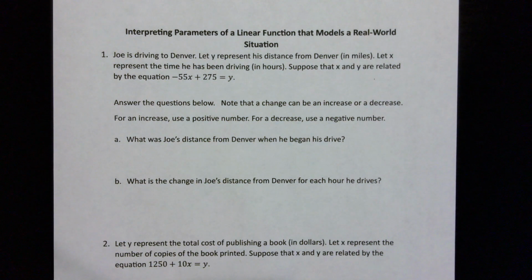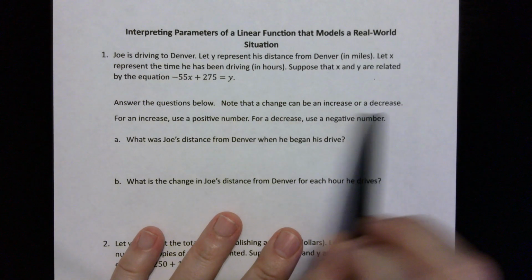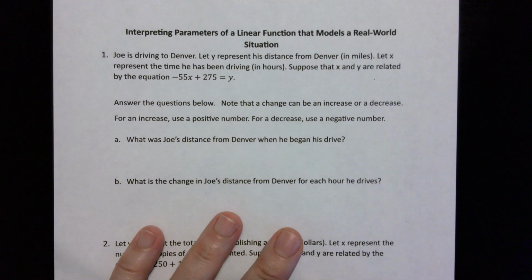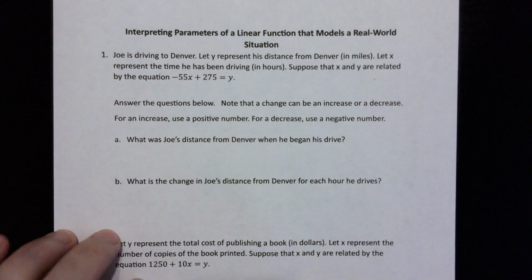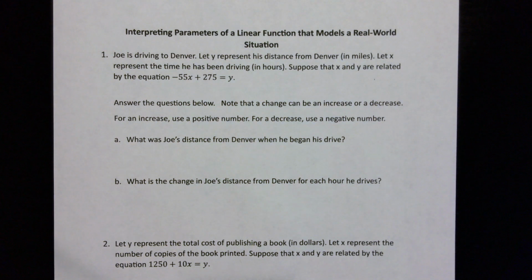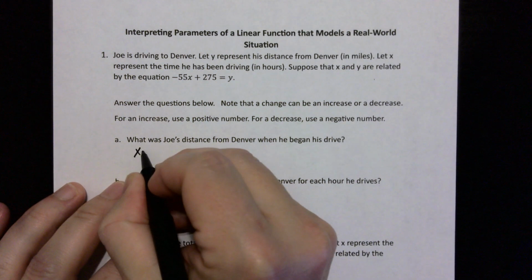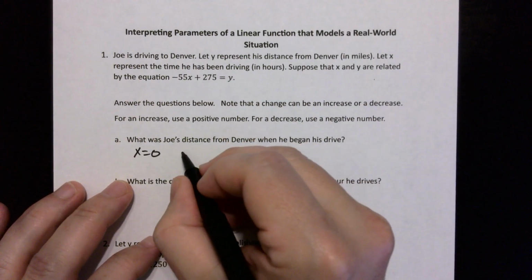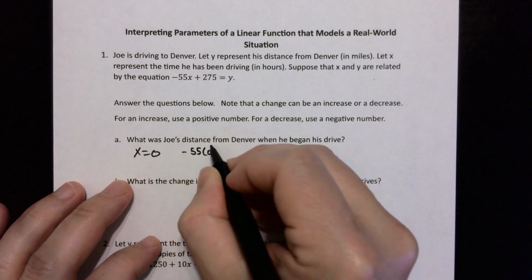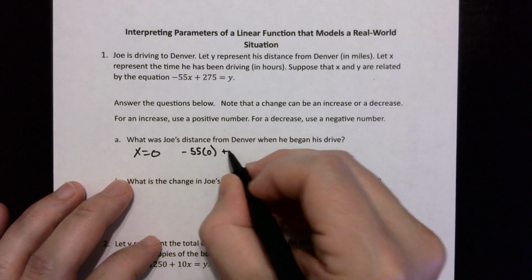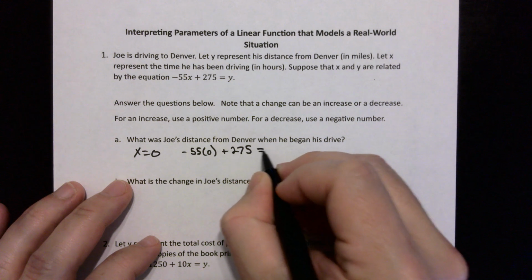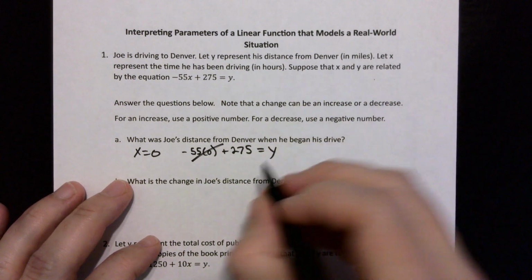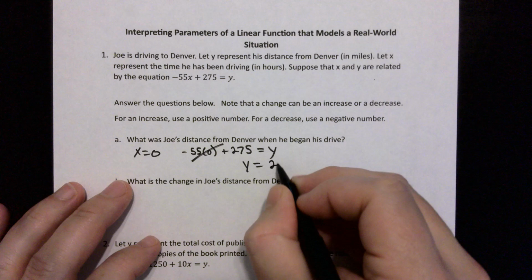So answer the questions below. Note that a change can be an increase or decrease. For an increase, use positive numbers, and for decrease, use negative numbers. What was Joe's total distance from Denver when he began the drive? That means how much time has passed if he's beginning his drive? No time has passed, that's 0. So that's when x is equal to 0, because x is the time. So it would be negative 55 times 0, which goes away, plus 275 equals y. Once that goes away, 275 is all that's left. So my answer is 275 miles.